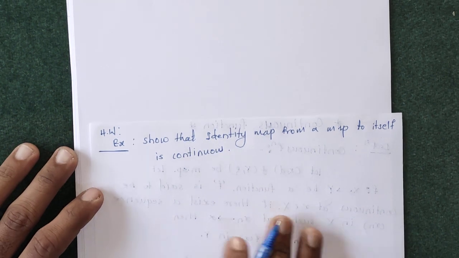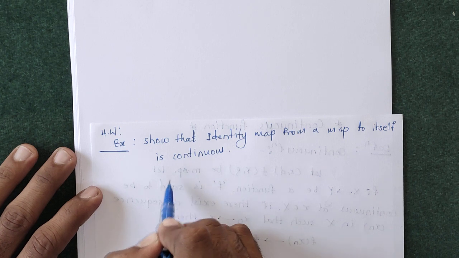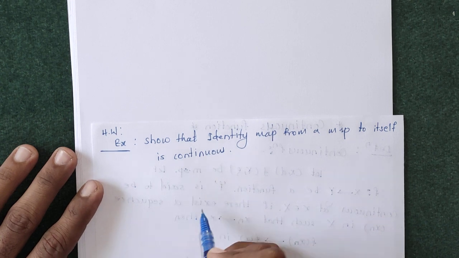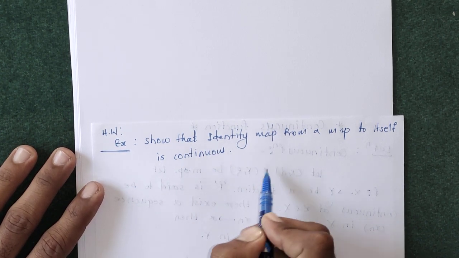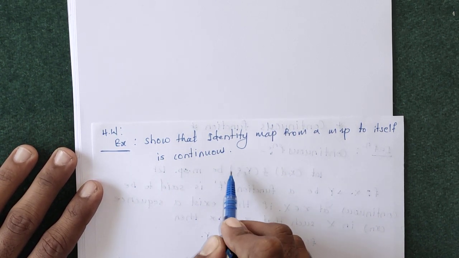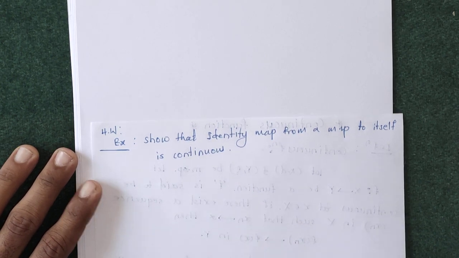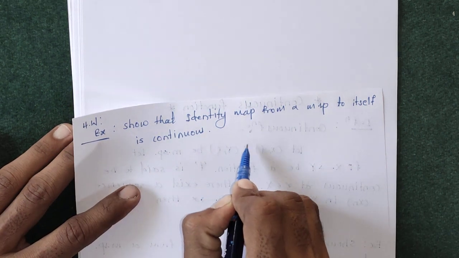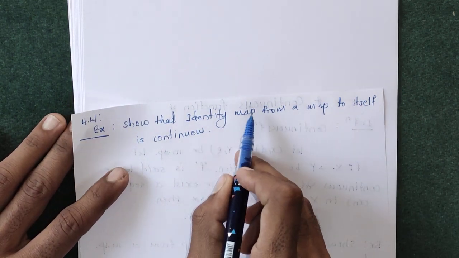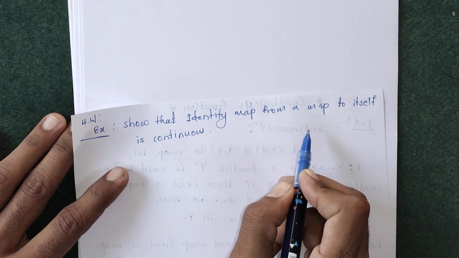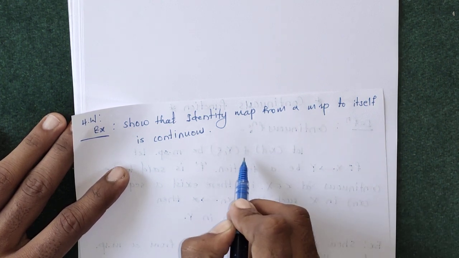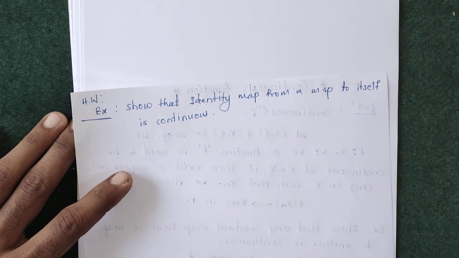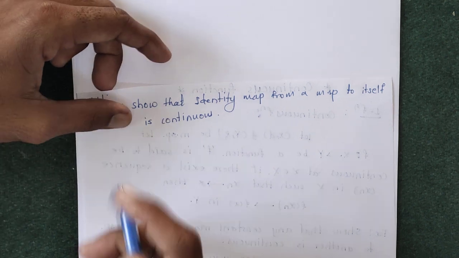So we have to take one convergent sequence in the domain, that is in X, such that xn converges to x, then we have to prove that f of xn converges to f of x. So f of xn will be xn and f of x will be x. As xn converges to x, we can clearly say that f of xn converges to f of x, because f of xn will be xn, as the function is the identity map. Identity map means f of x is equal to x. So f of xn is equal to xn, f of x is equal to x, and xn converges to x, so f of xn converges to f of x. So this is the solution of this example, which is for your homework.